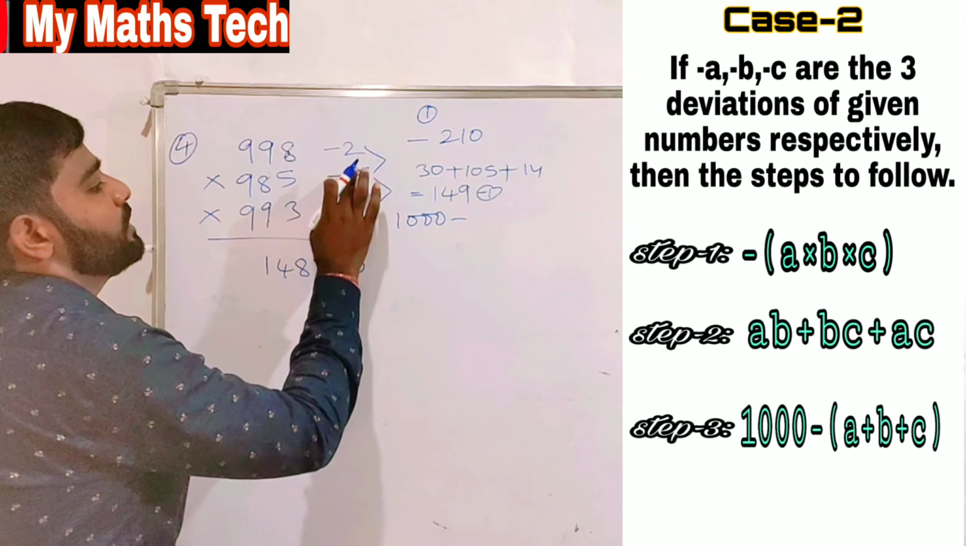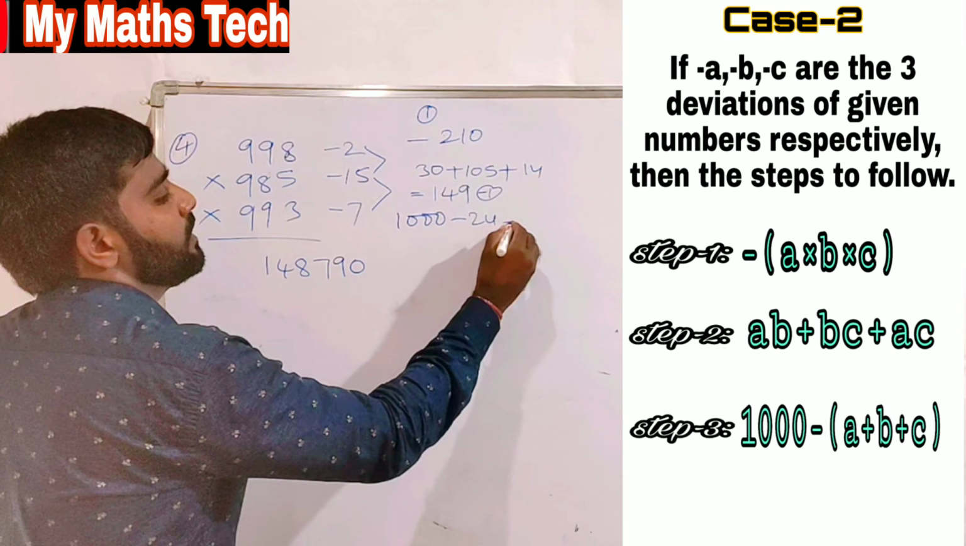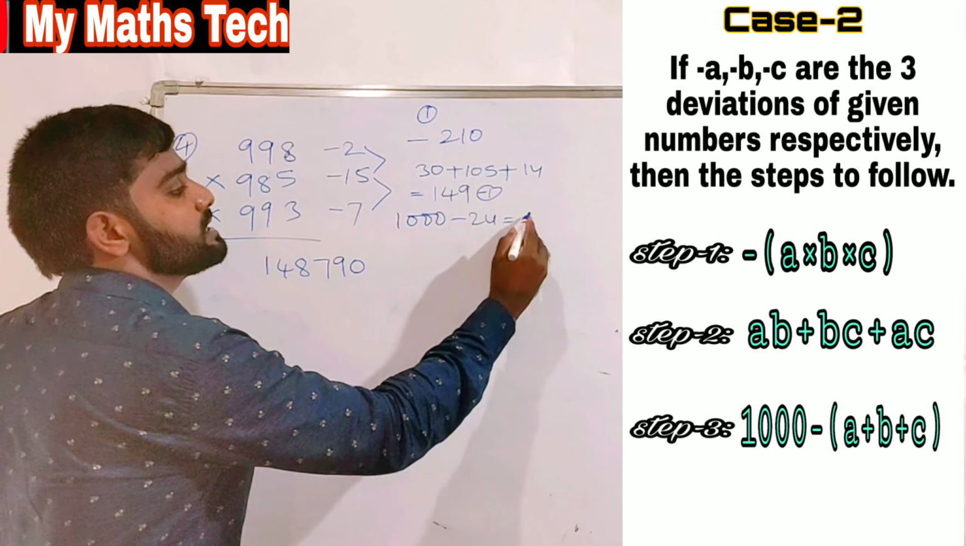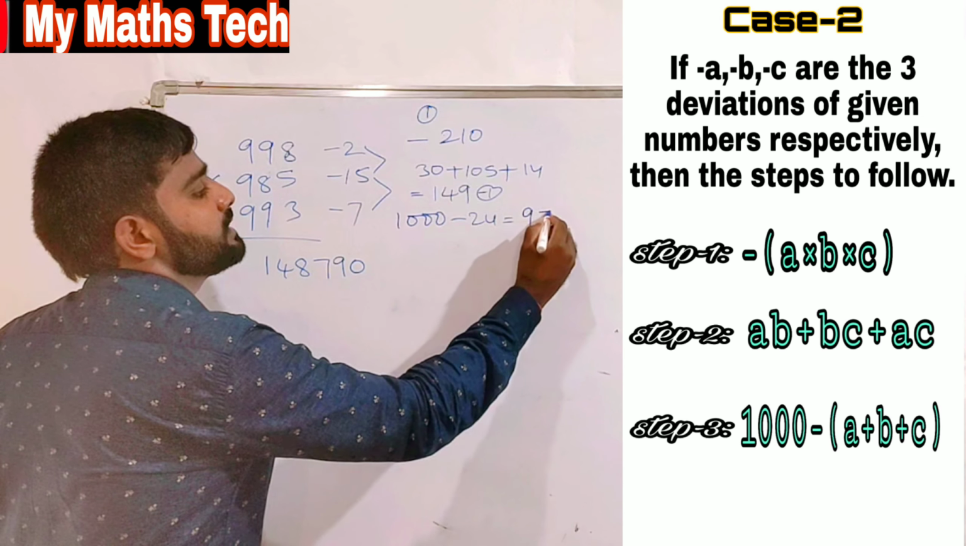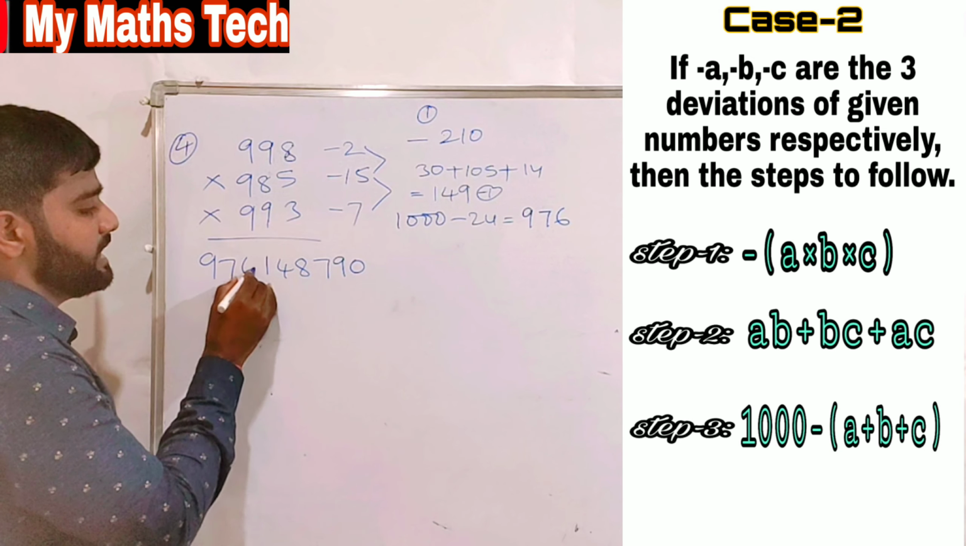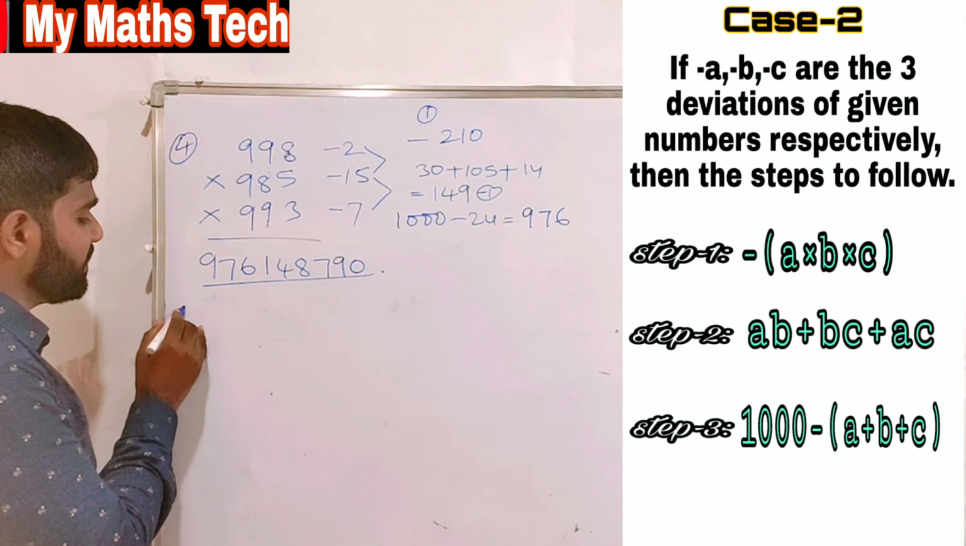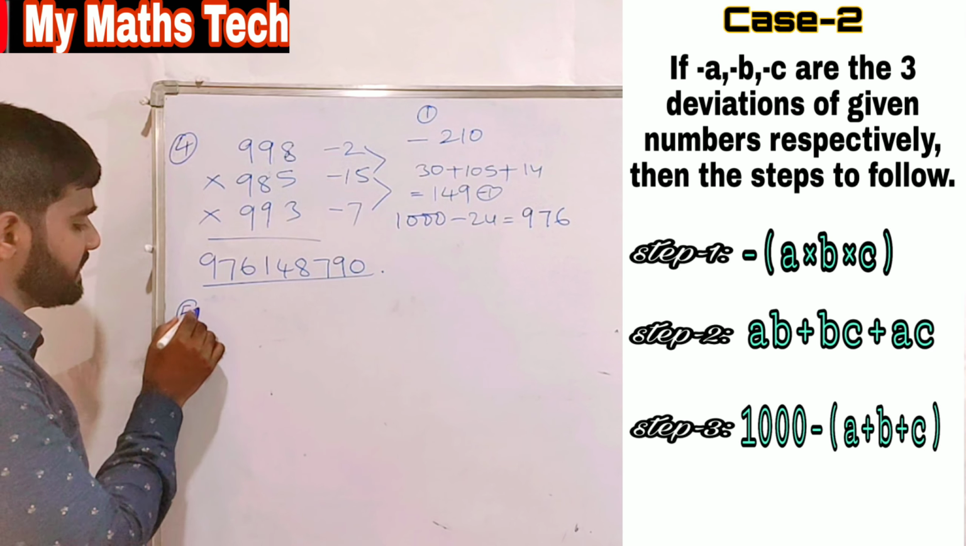And the last step, we have to subtract all the deviations from 1000. 1000 minus 2 plus 15 is 17, 17 plus 7 is equal to 24. That is equal to 1000 minus 24, which is equal to 976. Therefore, the answer is 976148790. Okay, let us take one more example. This is the last example, the fifth one.